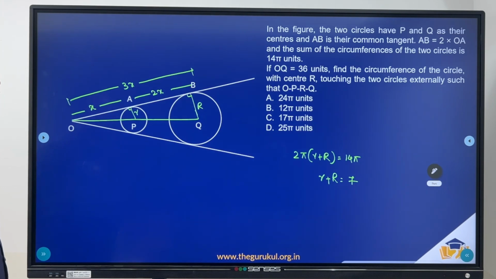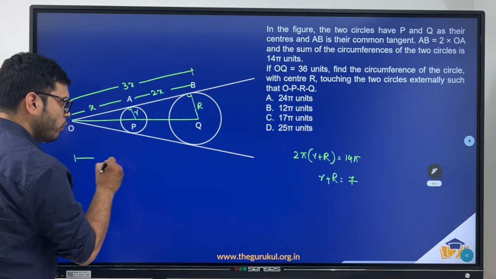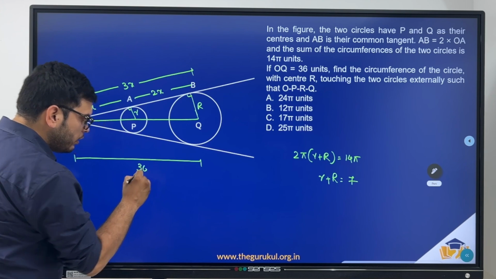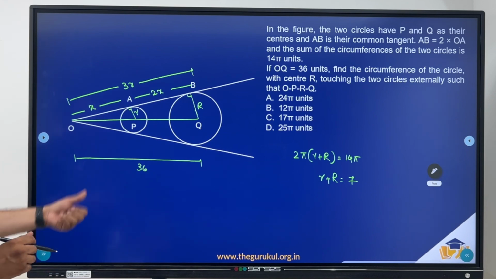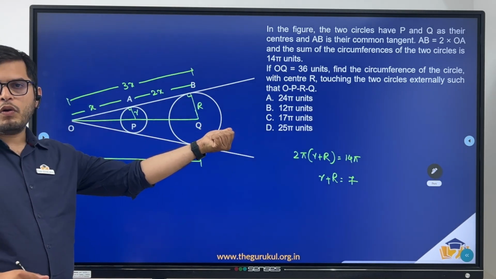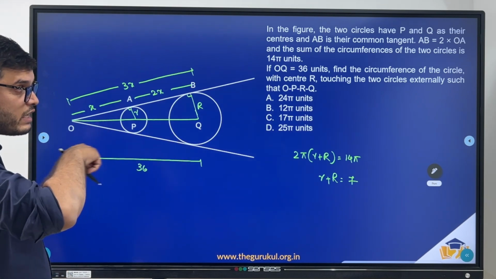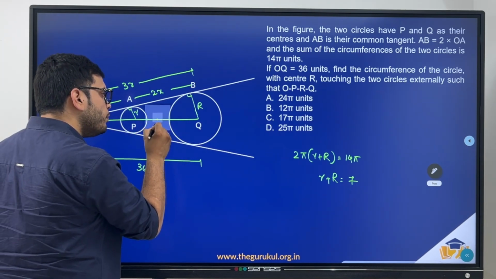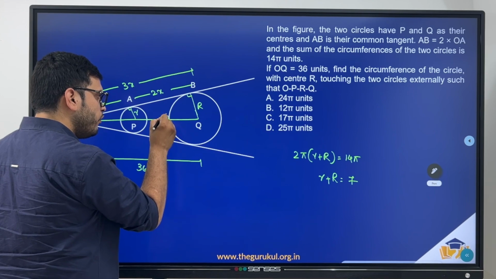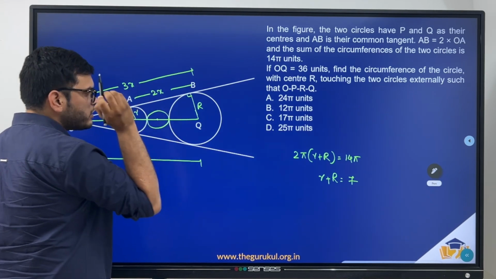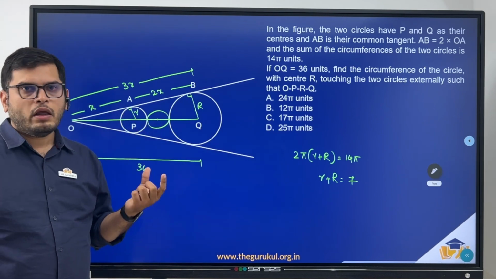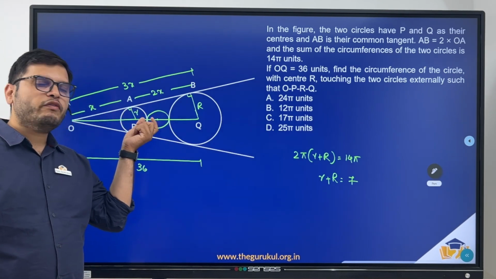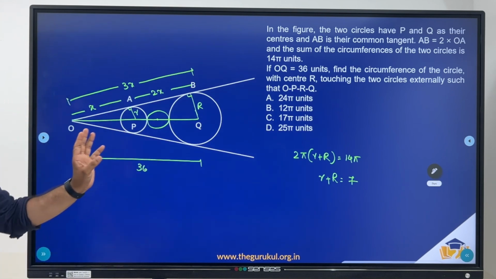OQ is given to be 36 units. Find the circumference of the circle with center R touching the two circles externally such that O, P, R, Q are on the same line in that order. So R should be somewhere here, and we have a circle touching these two externally. We are asked to find the perimeter of this circle, right? In order to find the perimeter, we should be finding the radius of this circle.